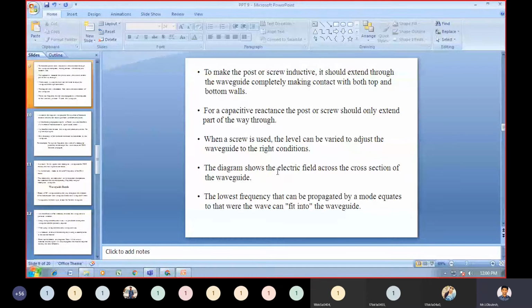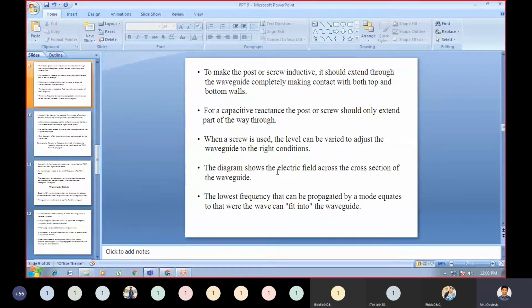We already discussed symmetrical waveguide irises. In that, we need to keep the iris at both top and bottom. Similarly, here also you need to keep these posts or screws completely making contact with both top and bottom walls.